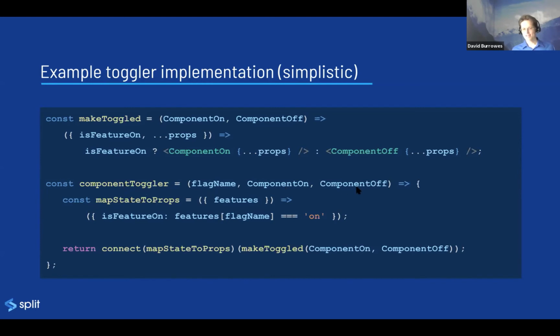You hand it the flag, the two versions of the components. It reaches into the data store to figure out what the state of the feature flag is, and it injects that into this other function here. So this is feature on gets called. If it's feature on, it calls the first component, and otherwise it calls the second component.